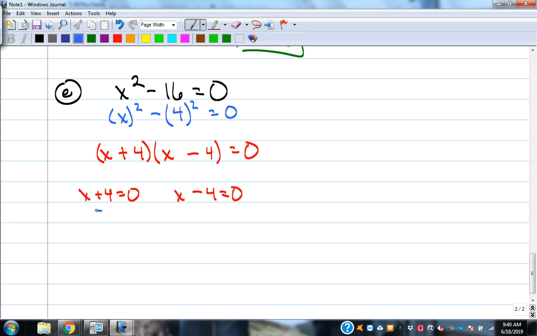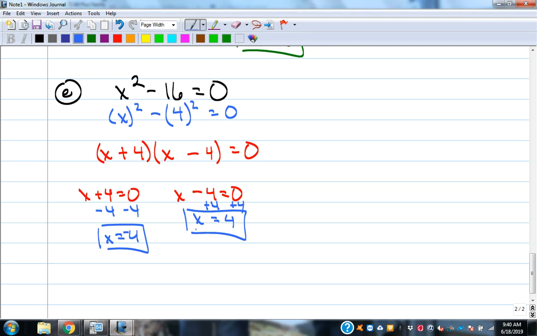And solve them. X equals positive 4. Or, excuse me, negative 4 and positive 4. My brain had already moved on. Okay. Plus and minus 4 out of that.